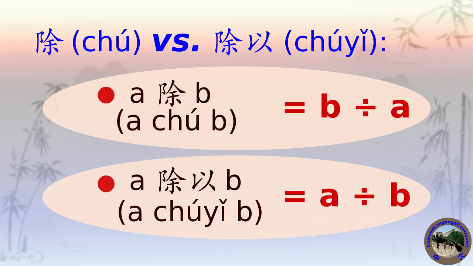A 除 B is using A to divide B, that is B divided by A. A 除以 B is using B to divide A, that is A divided by B.